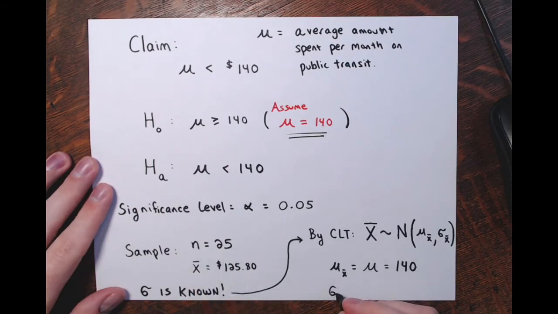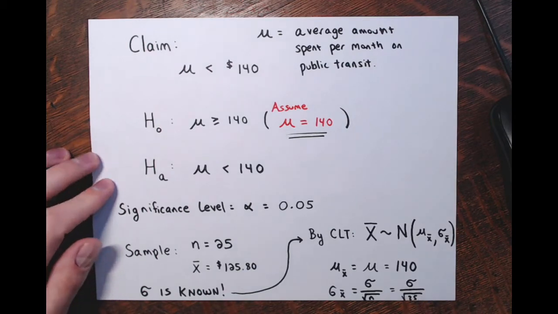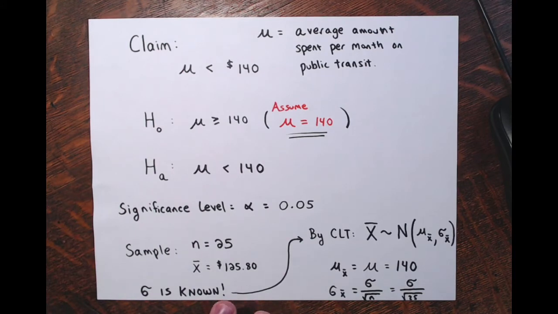And the standard deviation, remember, of the X bars was the standard deviation of the population divided by the square root of n, the square root of the sample size. Now again, they didn't give us this, but we're told that it's known, divided by the square root of 25 here. And then from that we would find a test statistic.